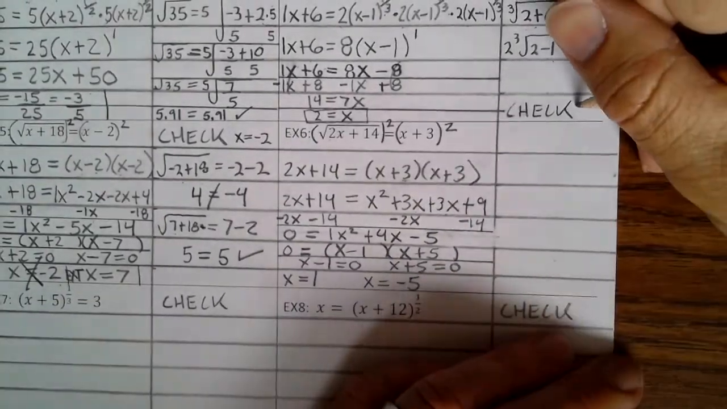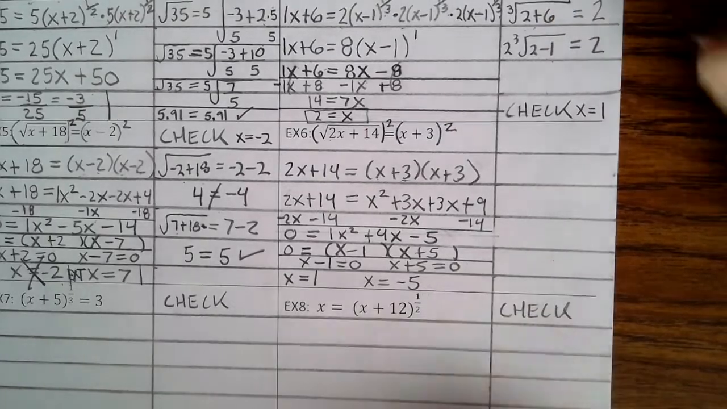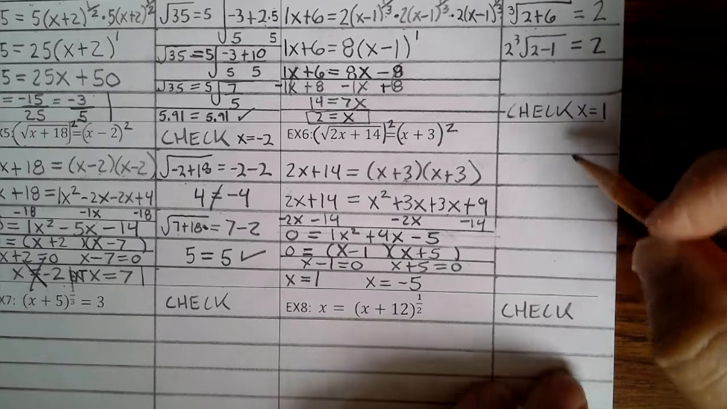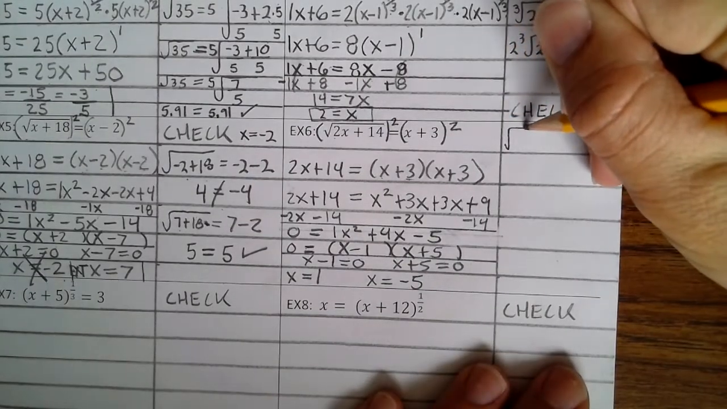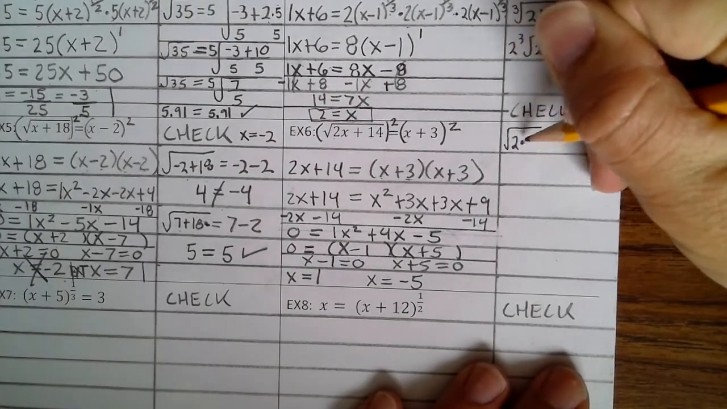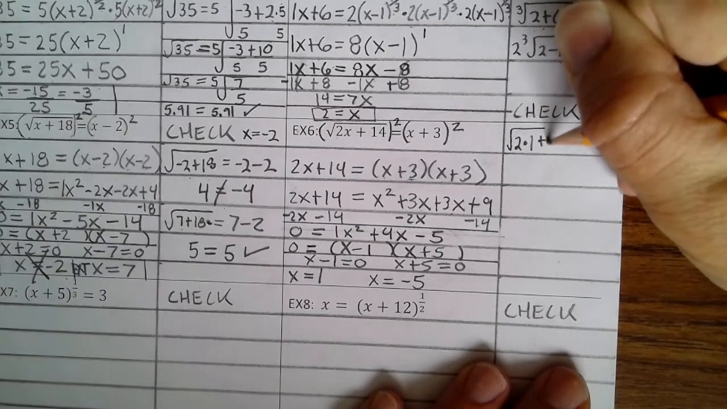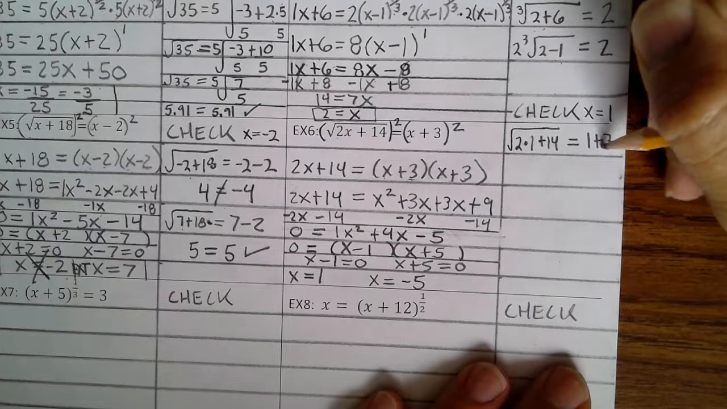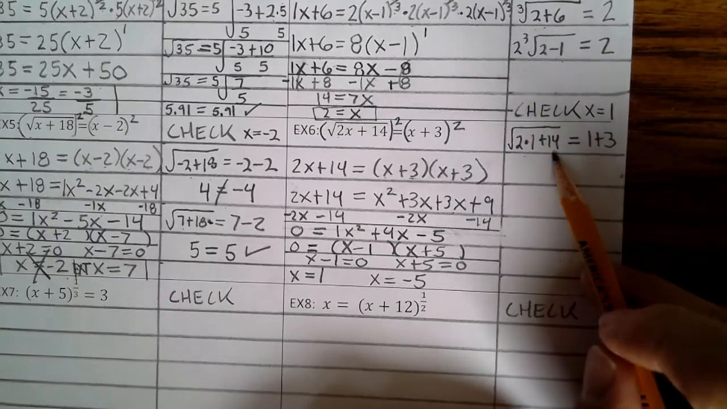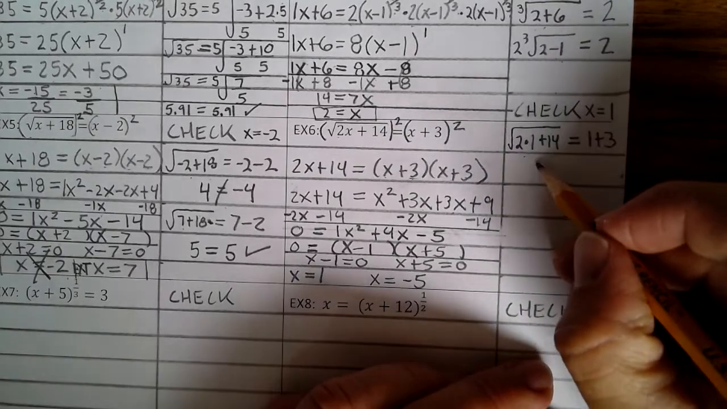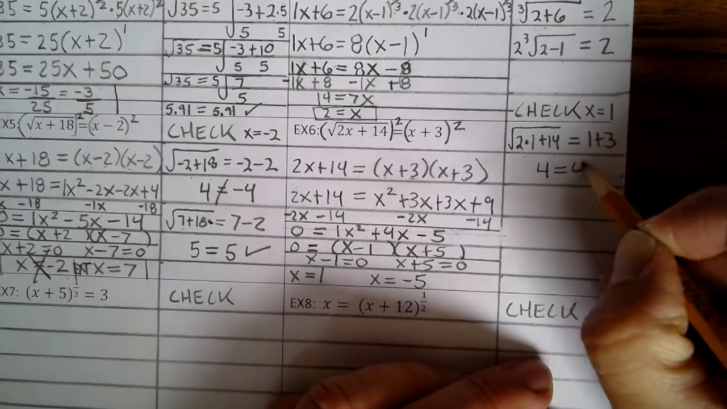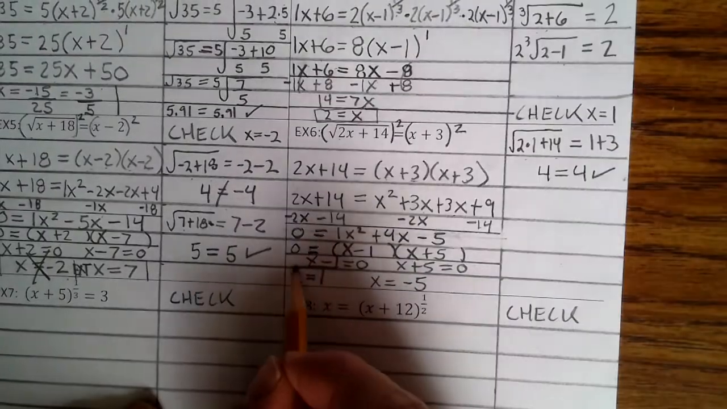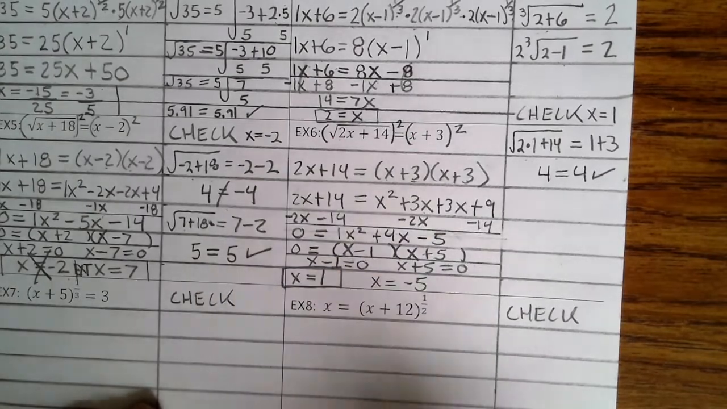Now let's start with checking x equals 1. Okay, so I'm going to plug that in. So that's the square root of 2 times 1 plus 14 equals 1 plus 3. Well, 2 plus 14 is 16. Square root of 16 is 4. 4 equals 4. This checks. Okay, so far x equals 1 is a solution.